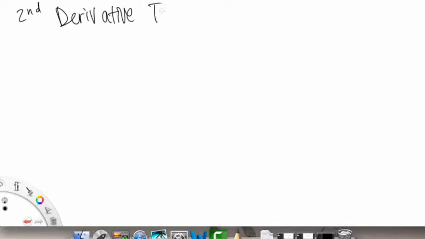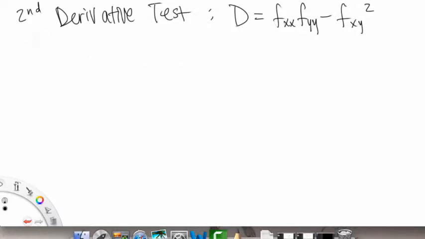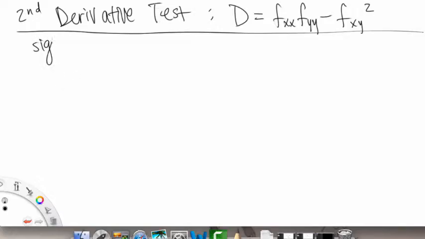So, second derivative test. Again, I'm going to write that our important formula here is the discriminant, which is D equals fxx times fyy minus fxy squared. So I'm going to write the sign of D, capital D. Capital D is the discriminant, the entire result you get. And then we have the sign of fxx at that point (a, b).